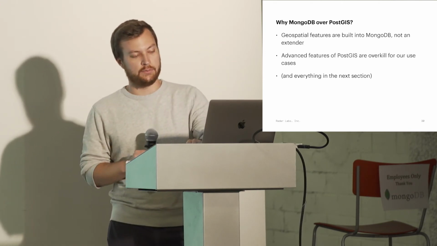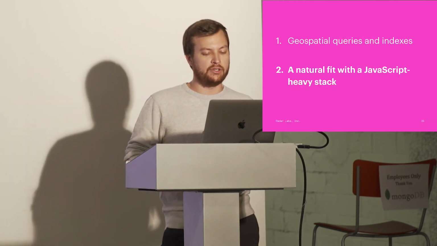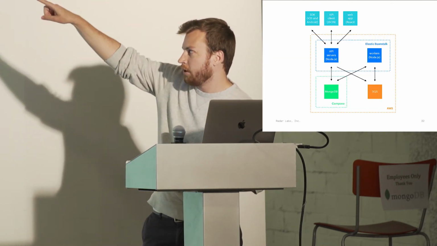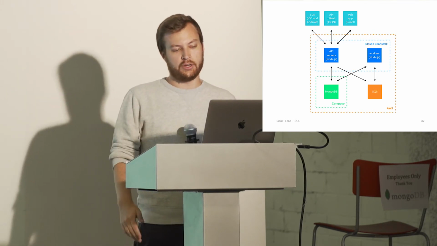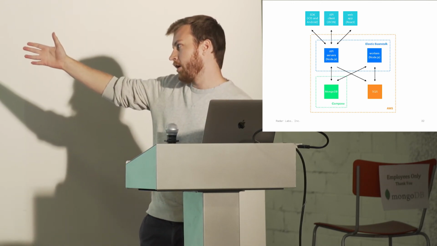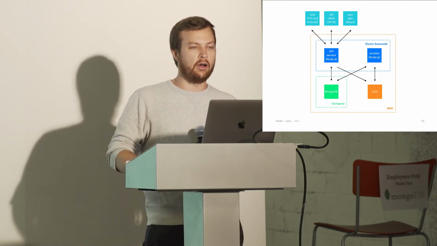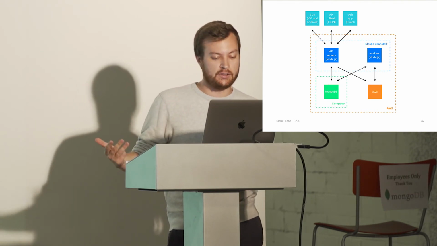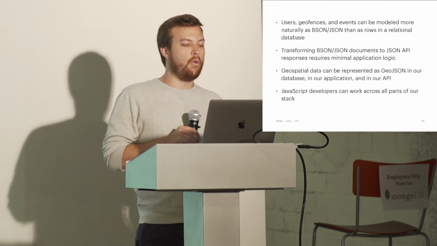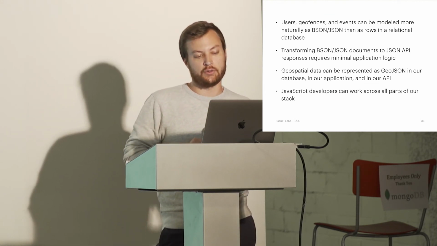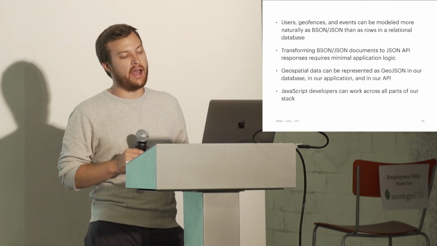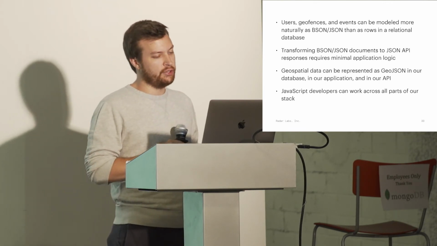There's also everything in the next section that I'm about to talk about, which is just that Mongo is a really natural fit with a JavaScript-heavy stack. So again, our stack is an API where objects are JSON, a web app, which is React, it's JavaScript, API servers and workers, which are Node, it's JavaScript. Mongo represents documents in JSON/BSON, friendly with JavaScript. So what does this mean? Using JSON is a really natural way to model users, geofences and events. I think it's more natural than modeling them as rows in a relational database.